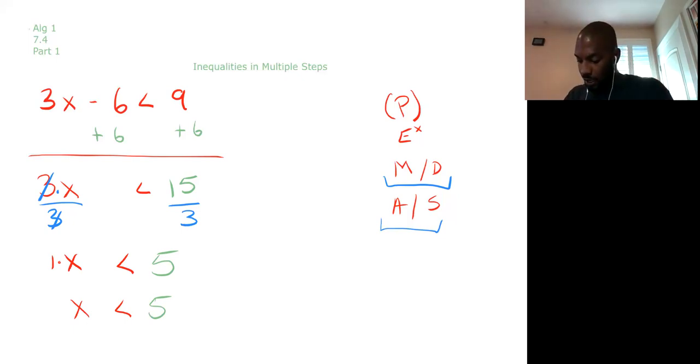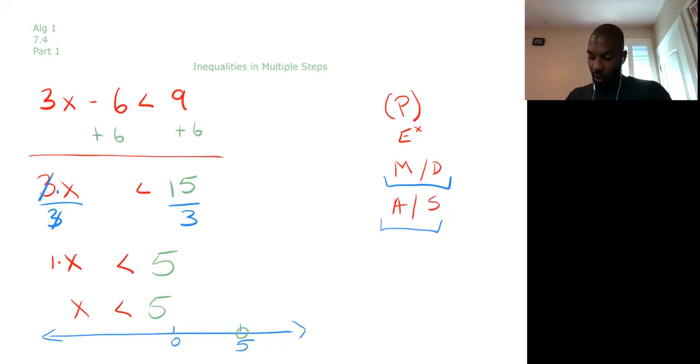Let me draw my number line. I have 0 here, I've got 5 over here. It is not equal to 5, it is less than 5, so it's all the numbers to the left of 5. All of those are less than 5. A number that is less than 5 is 0. I'm going to try 0.